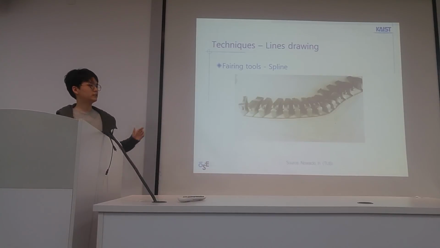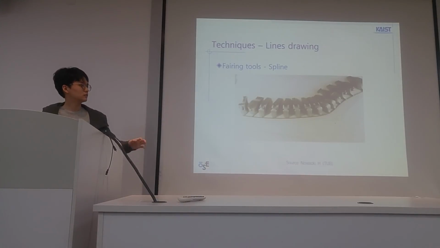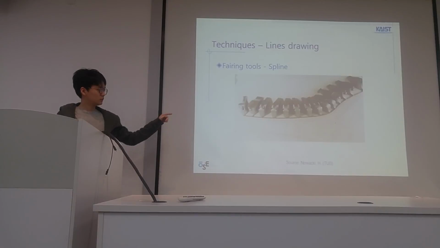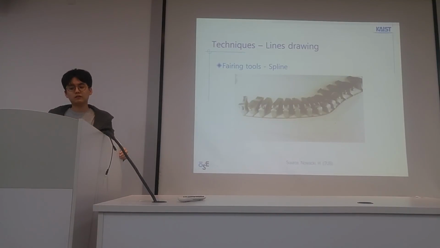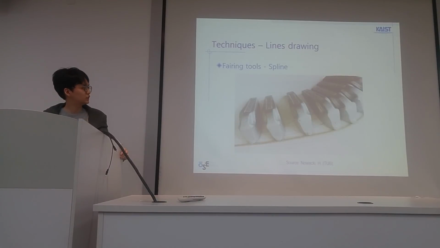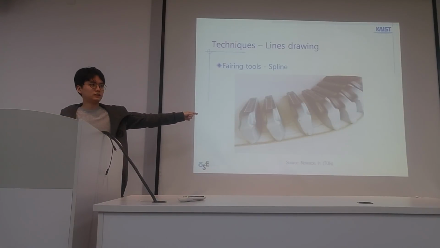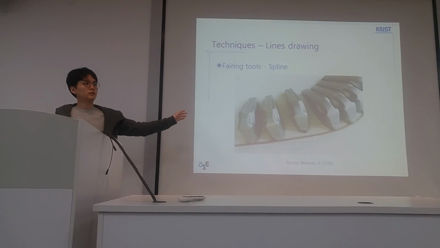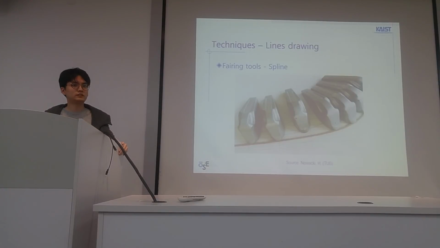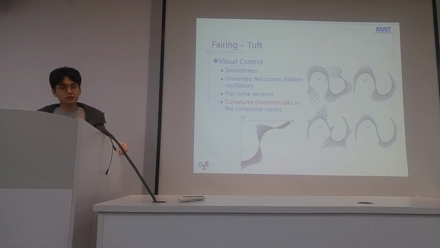A spline is a long and elastic rod, so we can fix some places of the spline with weights. Looking at the spline, when we fix it, it's shaped like that, but if we release some of the parts, the spline shape changes. This is the visual control for the fairing in the top shape.